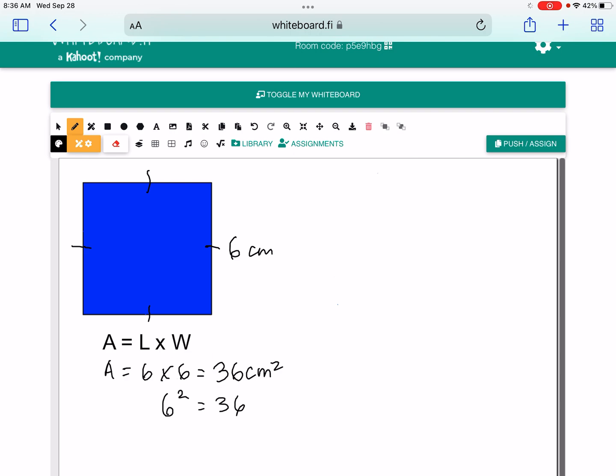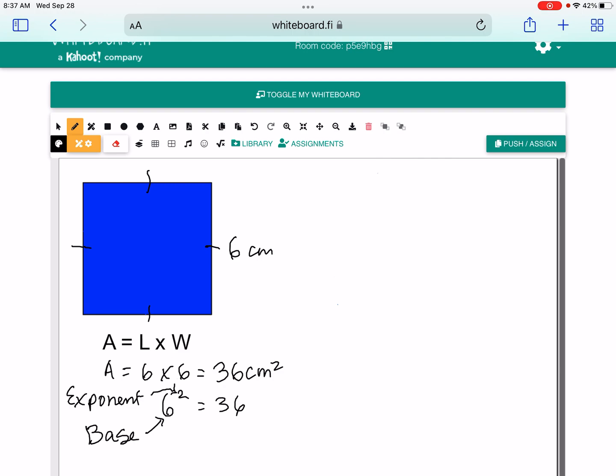Just to review some vocabulary, we said that 6 is the base and 2 is the exponent. The exponent tells us how many times we're multiplying the base by itself. Very important that we're not multiplying 6 times 2, which would only give us 12, but rather 6 times 6, 6 times itself, which is going to give us the whole area of the surface of the square.